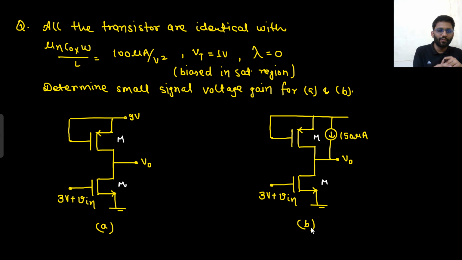First tell me the gain of circuit A. What is your answer? The gain for circuit A, small signal voltage gain. We have already seen this diode connected load, right?